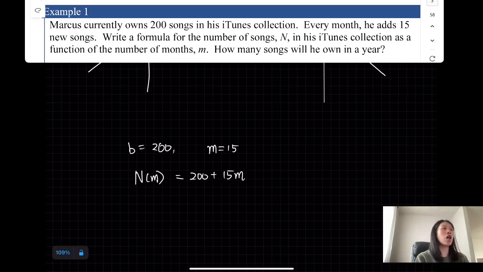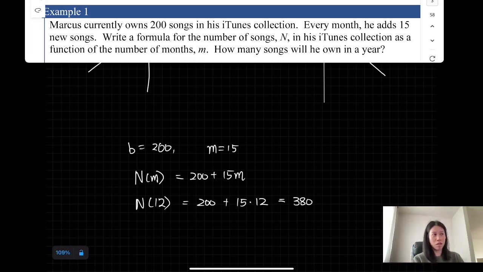With this formula, we can predict how many songs he's going to have in a year, right? In a year you have 12 months. So the number of songs at 12 months equals 200 plus 15 times 12, which is equal to 380. So that means Marcus will have 380 songs in 12 months.